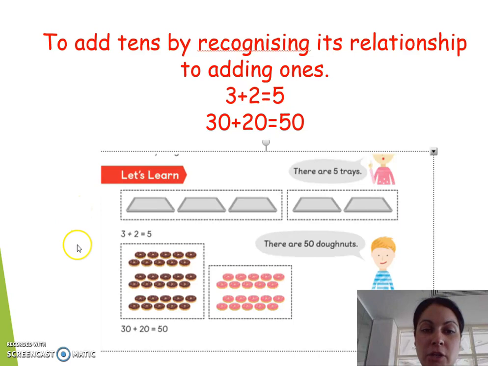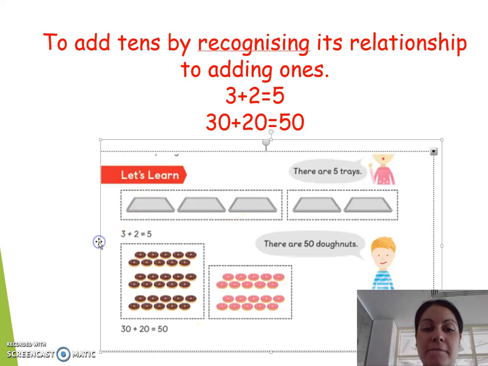So then we have donuts here. Okay, so instead of counting each individual donut, we can just count the first row, and we might count them in twos. So 2, 4, 6, 8, 10. So I know my first row of donuts is 10. So now I'm going to add 10, 20, 30. So I know that 30 plus 20 equals 50. So then you can explain that 3 plus 2 equals 5. 30 plus 20 equals 50.